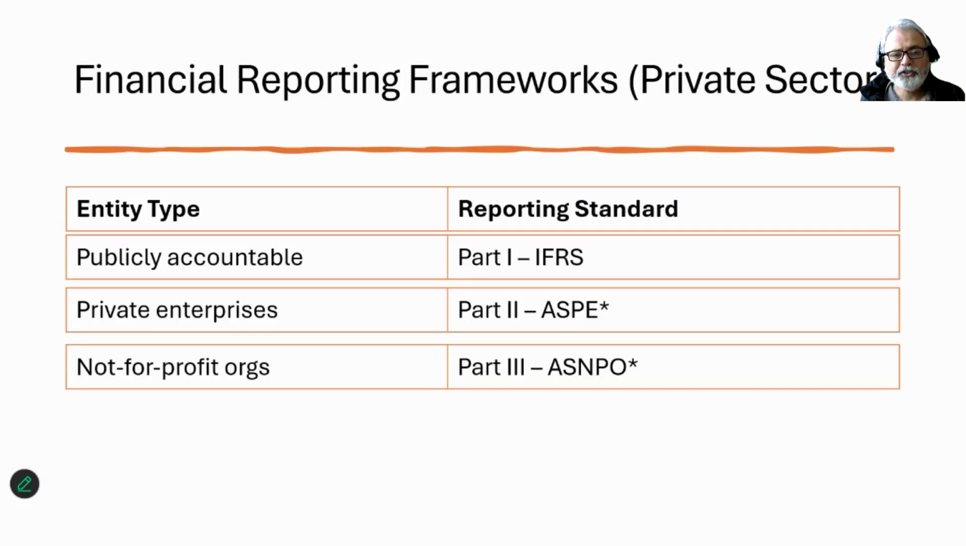For not-for-profit organizations, just like for private enterprises, IFRS is an option, but Part 3, which is Accounting Standards for Not-for-Profit Organizations, possibly meets their reporting needs better. So Part 3 tends to be the set of standards followed by not-for-profit organizations. Now, Part 3 is not a fully self-contained set of standards. There may be areas where Part 3 ASNPO does not specifically address an accounting issue. In that case, not-for-profit organizations have to consult Part 2, ASPE. So it's Part 3, supported where needed by ASPE.